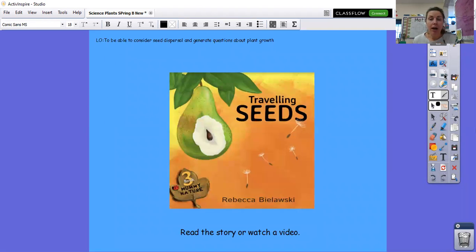Then we are going to be looking at this story. It's called The Traveling Seeds and it's by Rebecca Bielawski. Now there is a PDF on your blended learning that you could be looking at and read it from there, or if you want another treat and watch me and hear me read the story, you could go back onto the YouTube page and there is a video of me reading the story for you where the pages are turning, which is really interesting, and it tells you all about how seeds travel. Okay, and that's what we are learning today.